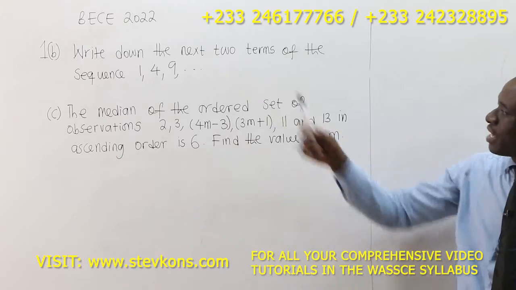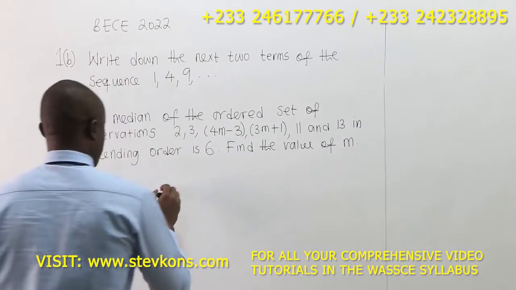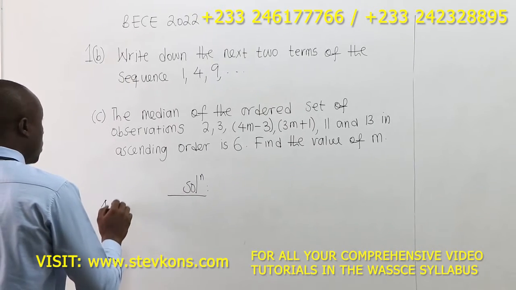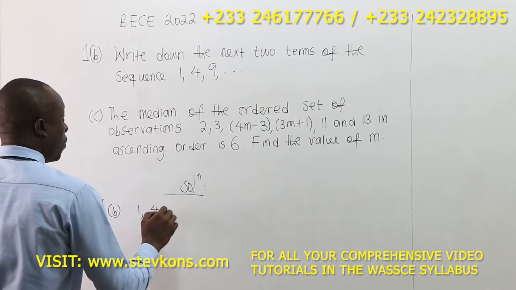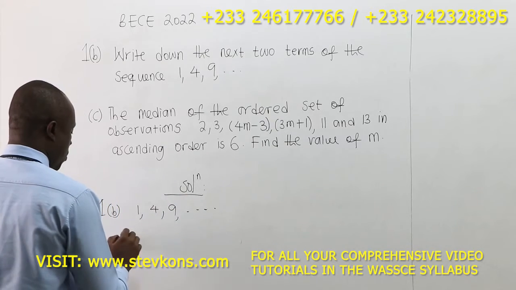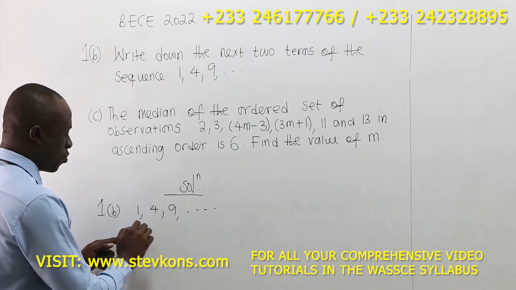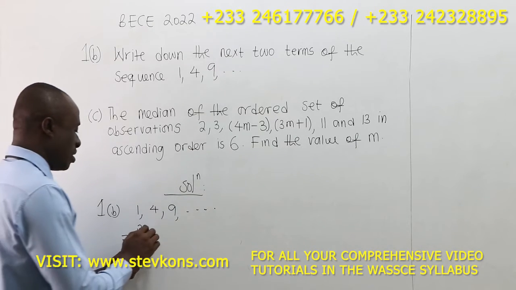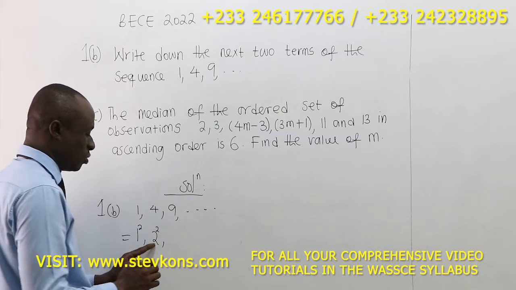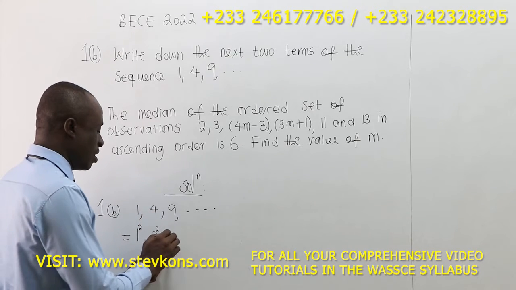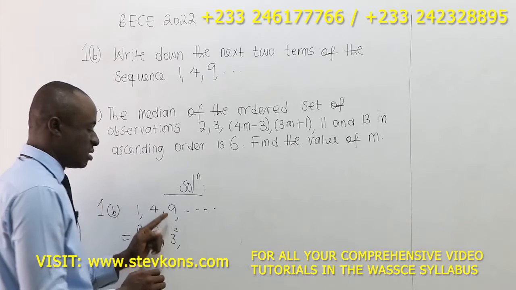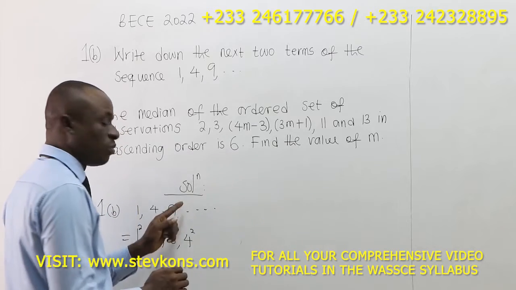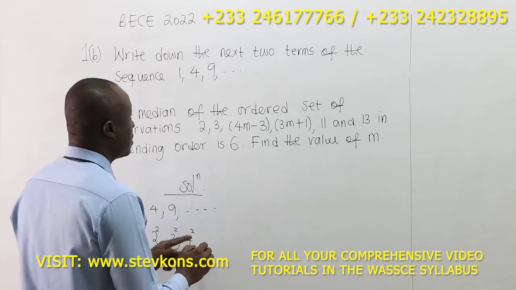BEC 2022, question number 1B. Write down the next two terms of the sequence. Now, the first one we have 1, 4, 9. We can rewrite this as 1 square, that is 1 times 1, which is the same as 1. Now, 2 square, which is the same as 2 times 2, gives us 4. Now, 3 square, which is the same as 3 times 3, is 9. The next one will be 4 square, which will be what? 4 times 4, which is 16. And it says the next two terms.